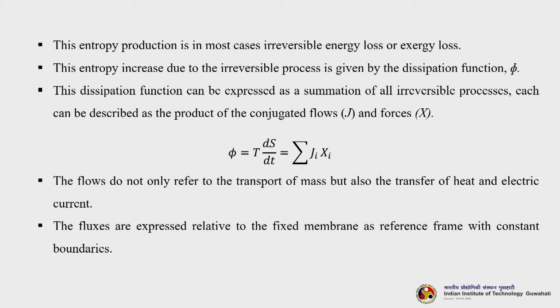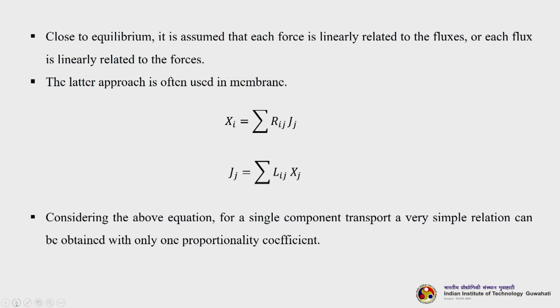This dissipation function can be expressed as a summation of all irreversible processes. Each can be described as the product of a conjugated flow and force X. So, phi equals T dS by dt, S is the entropy, equals summation of Ji Xi. Ji is the flux and Xi is the force. The flows do not only refer to the transport of mass, but also transfer of heat and electrical current. This is also very important. The fluxes are expressed relative to the fixed membrane as reference frame with constant boundaries.